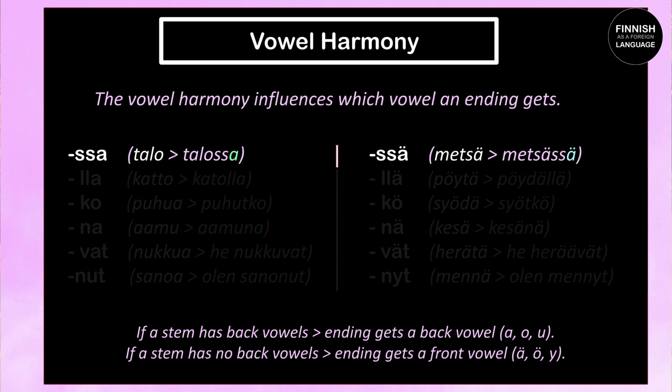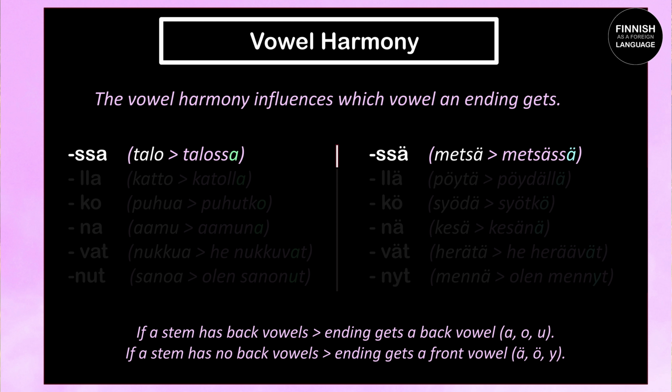We have the word talo, meaning house. Talo does only contain back vowels, which are here a and o. So the inessive ending has to also have a back vowel. So that means we have to add the ending -ssa to it, and we have talo plus -ssa is talossa, which means in the house.